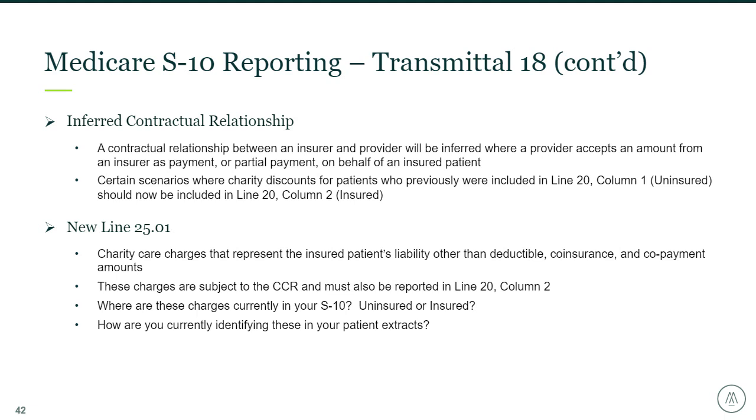And then a new line that's been added is line 25.01. So line 25 was previously exhausted Medicaid charges, and now they're asking for, hey, if you have anything that is insured patient liability that isn't their deductible, co-insurance, and co-payment, you're able to record these here and in line 20, column 2. So how are you tracking this? Are you able to do this? And if you're not able to track this, is there a way to update your system to track these dollars now that you can report them and maximize your uncompensated care?